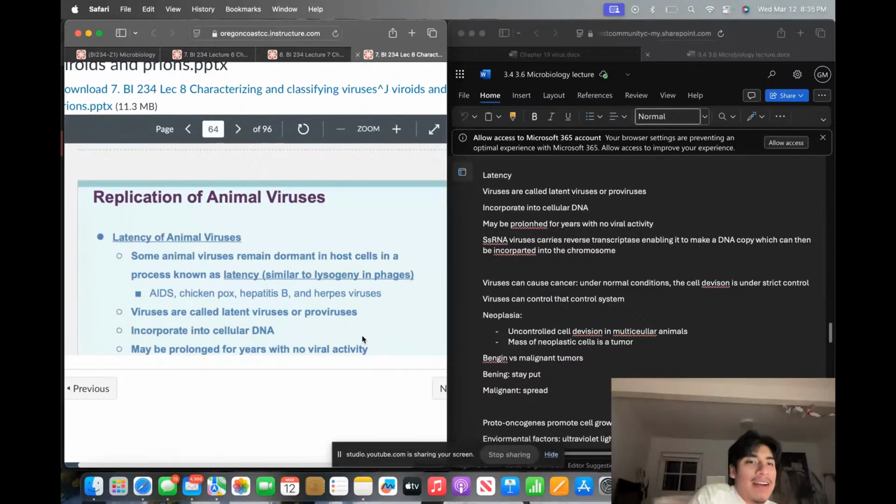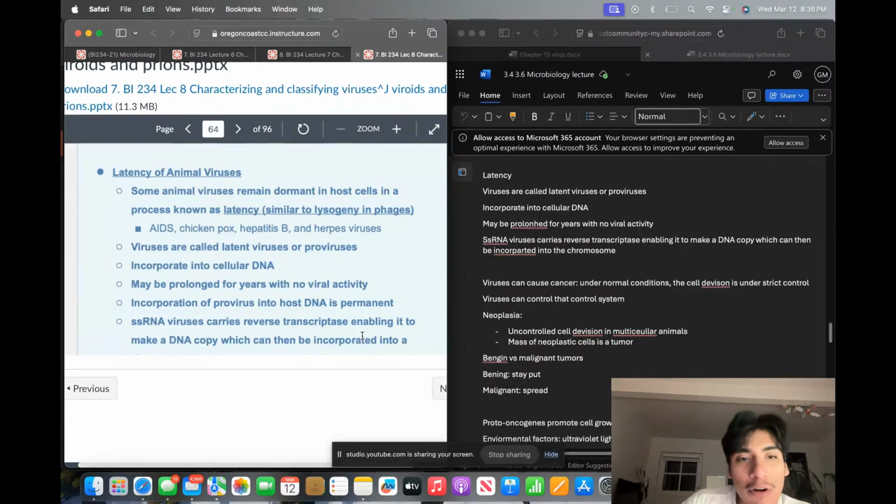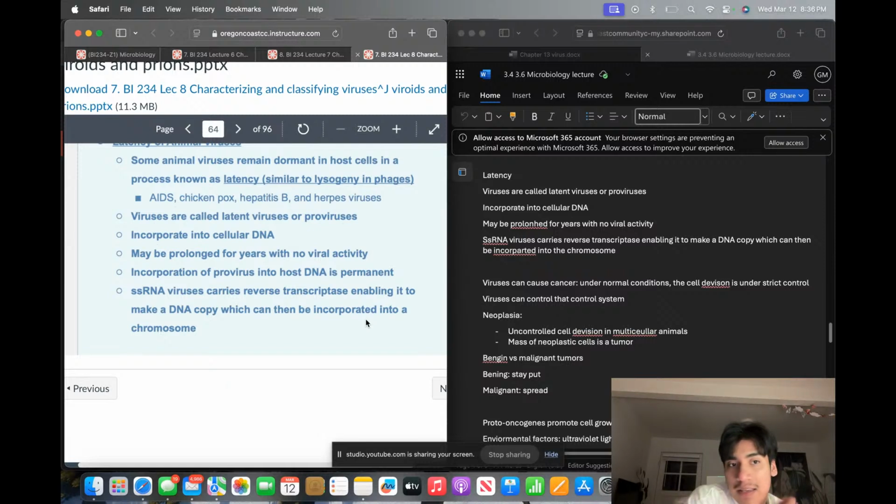So we have latency of animal viruses. Some animal viruses remain dormant in host cells in a process known as latency. Viruses that are called latent viruses or proviruses incorporate into cellular DNA. This may be prolonged for years with no viral activity. Incorporation of provirus into host DNA is permanent. So single-stranded RNA viruses carry reverse transcriptase, enabling them to make a DNA copy, which can be incorporated into a chromosome. So this would be an example of a retrovirus, as we just mentioned.